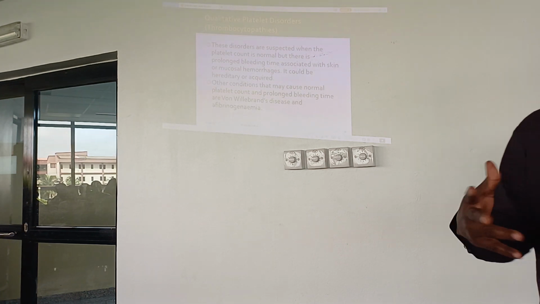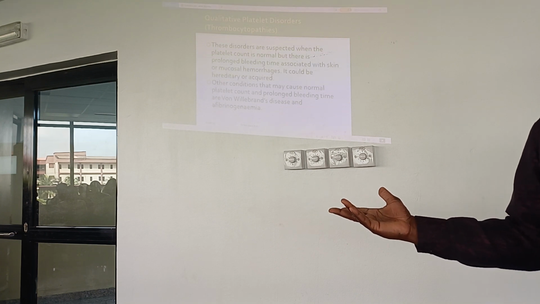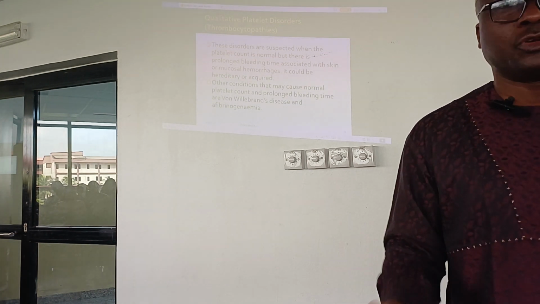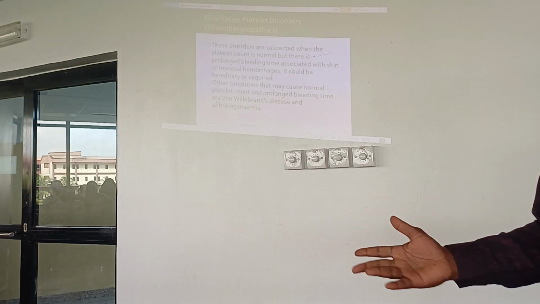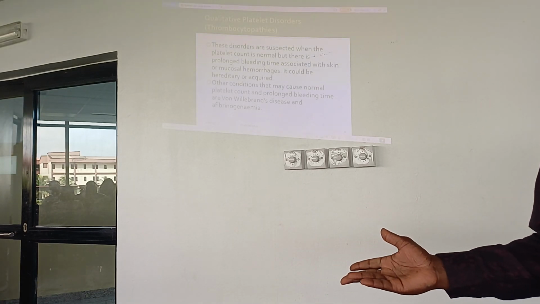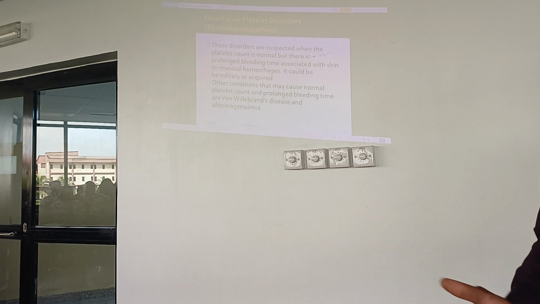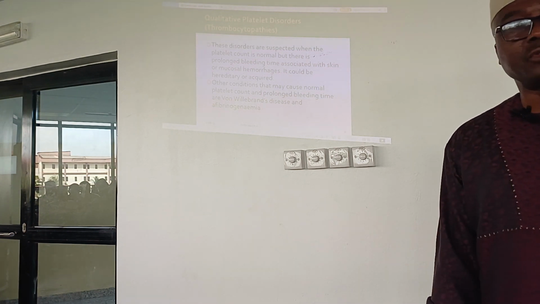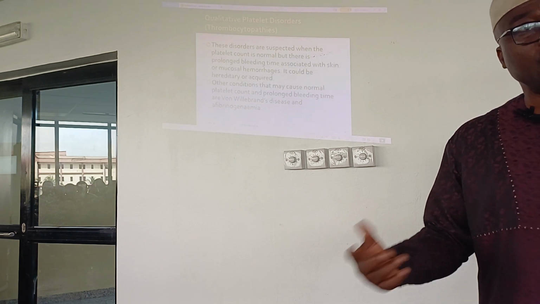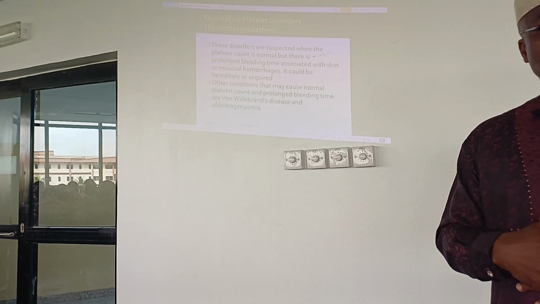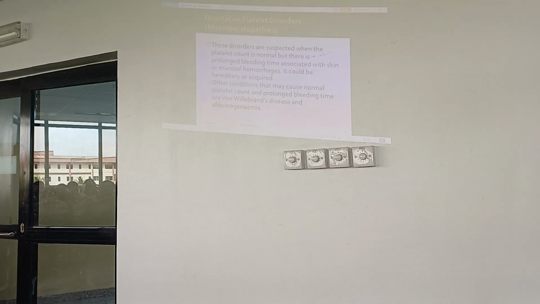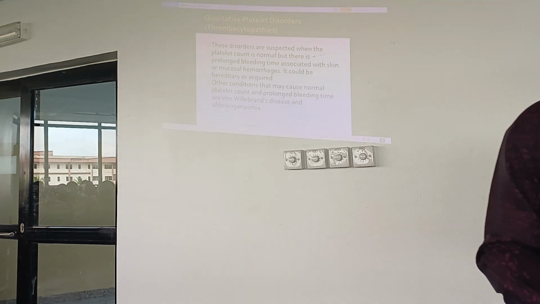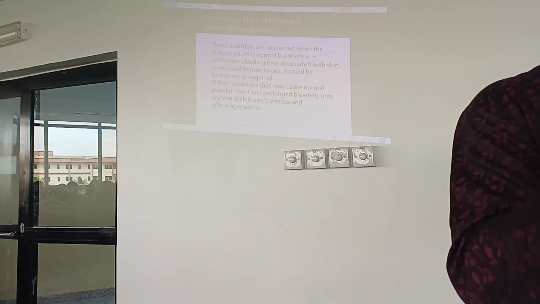The platelet count you have done is normal. Unlike ITP, where platelet count is 20,000, here you have done a platelet count and it is normal, 300,000, 400,000, and you did the bleeding time and it's 20 minutes. So it has to do with the quality of the platelet. Other conditions that may cause normal platelet count and prolonged bleeding time include von Willebrand disease, which mimics it.